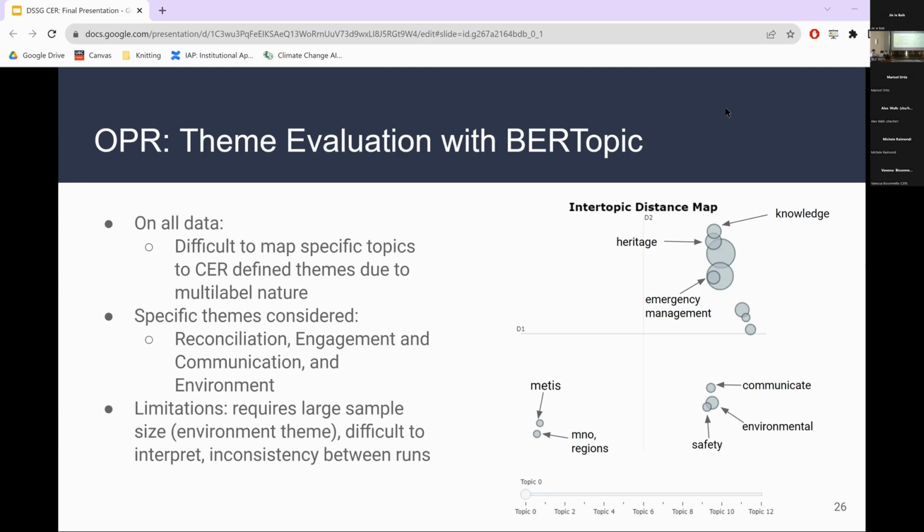There's also a lot of inconsistency between runs on BERTopic. So this is a screenshot of a single run, but if we tried to retrain the model on the same exact data, we would get a totally different graph because there's no way to set a seed or save the model parameters that provided us this.